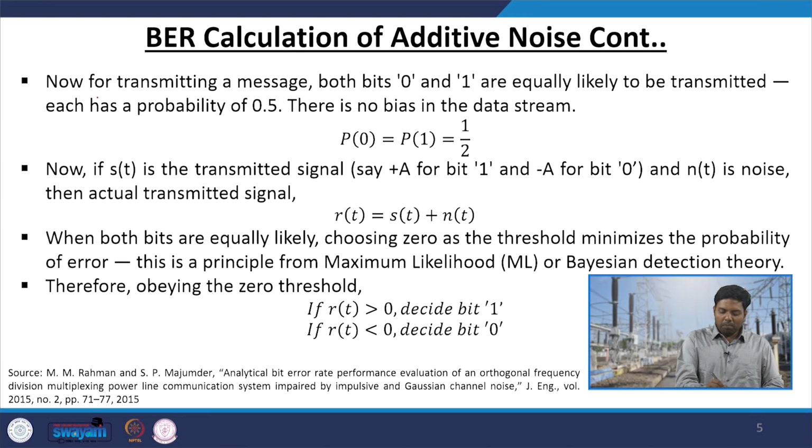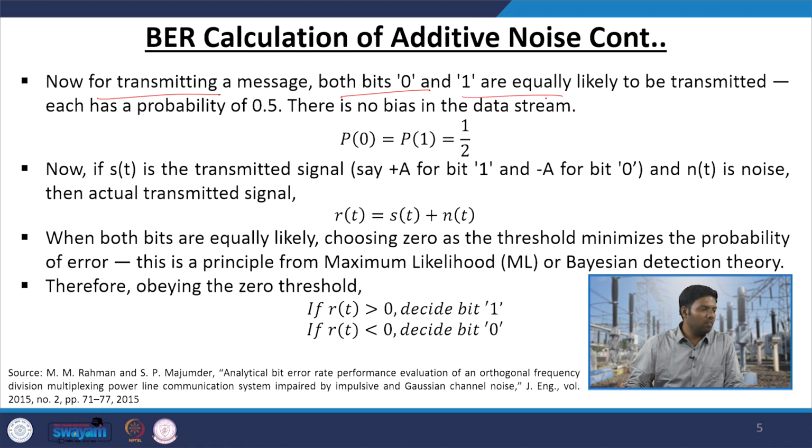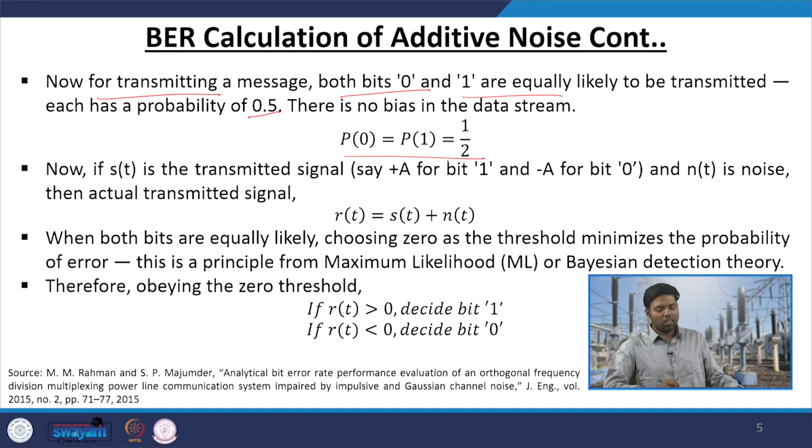Now, for transmitting a message, both bits 0 and 1 are equally likely to be transmitted, because there are only two possibilities. So, their probability will be equal. So, that is 50% probability, 0.5. So, the probability of 0 or the probability of 1 is half.